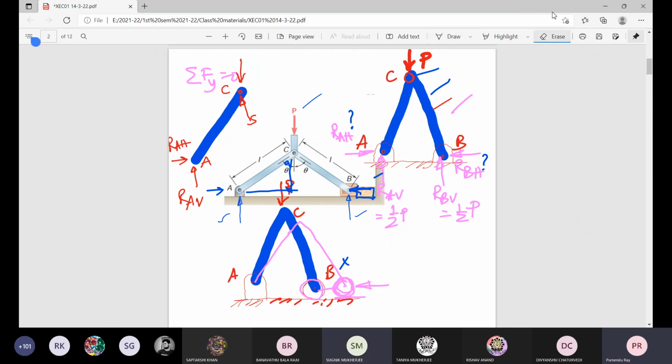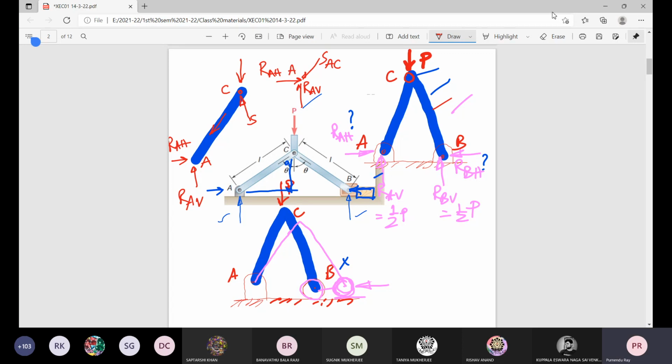This is C. Is it compression? What is your common sense telling you? Sir, net force along the rod must be the same as RAH plus RAV. Net force in the rod. Okay. Component in the direction of the rod, compressive or tensile, whatever it may be. So draw the pseudo diagram of A. It is the force in the member AC, the horizontal component of reaction, and the vertical component of reaction at A.